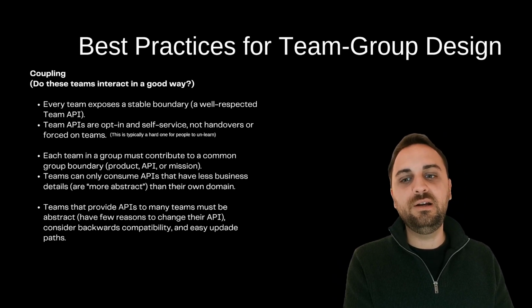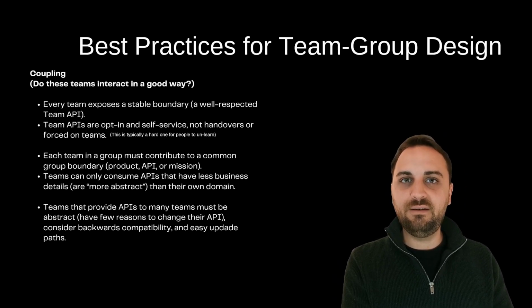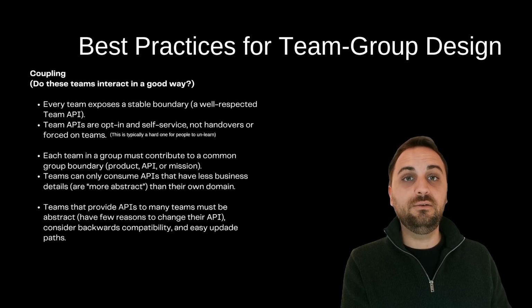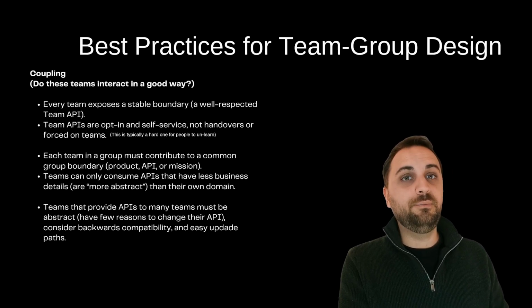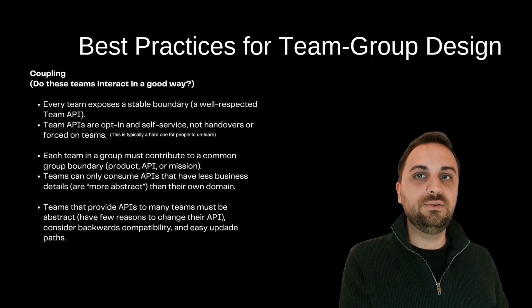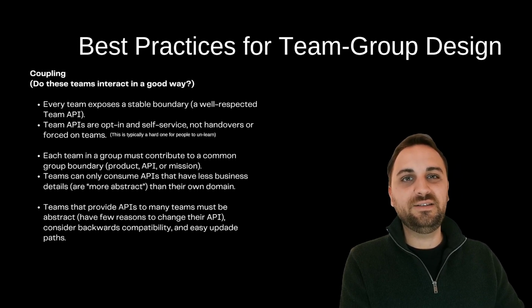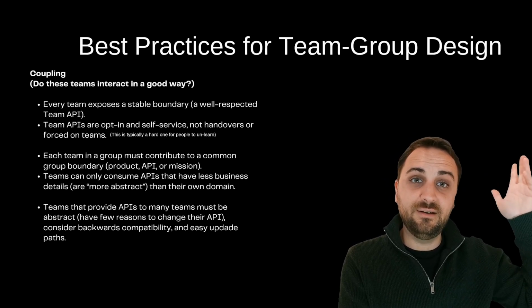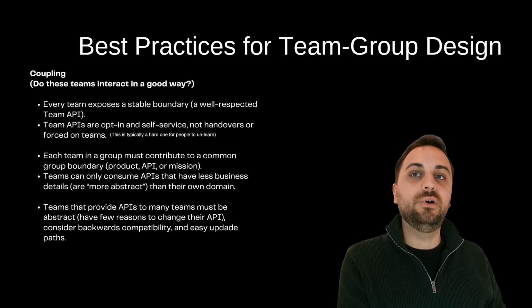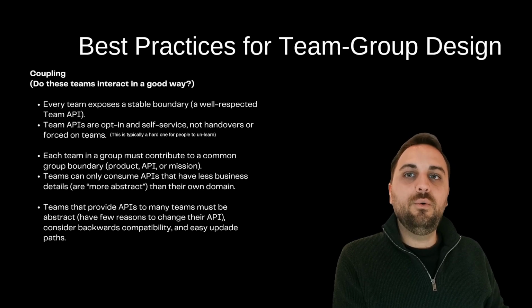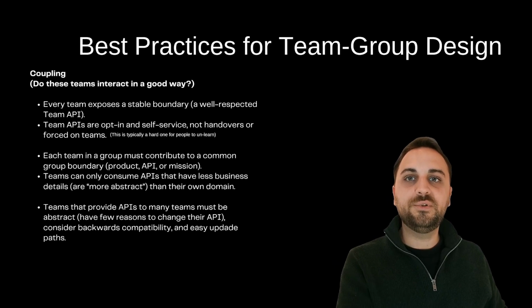So not everybody needs to reinvent the web platform, but that web platform needs to make a compelling offering and create the right social bonds to build the trust in their product to get those teams to use it. Forcing teams to use something forces unnecessary constraints on a team and they end up getting blocked, right? We've seen that time and time again. Each team in a group must contribute to a common group boundary, product API, mission, this stuff. Teams only consume APIs that have less business details. They're more abstract than their own domain.